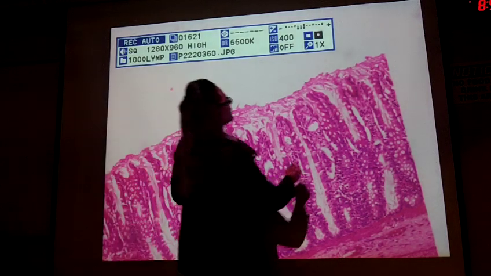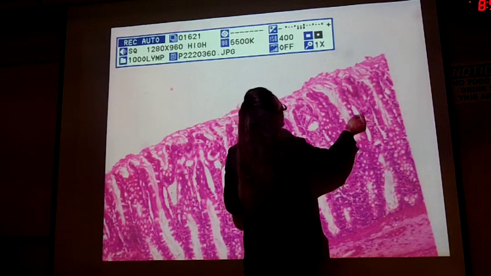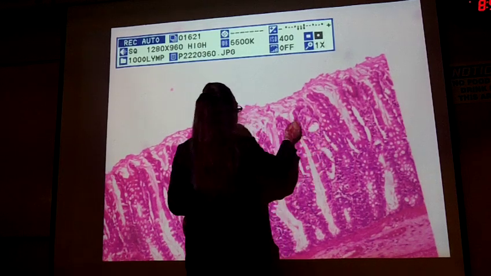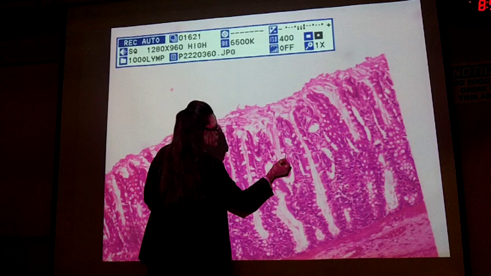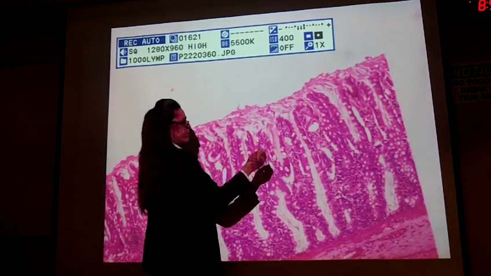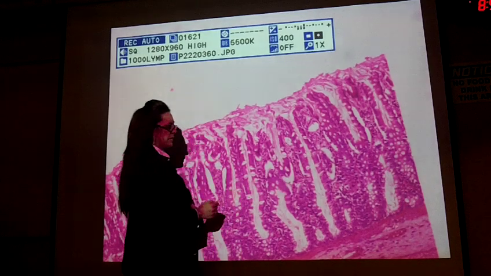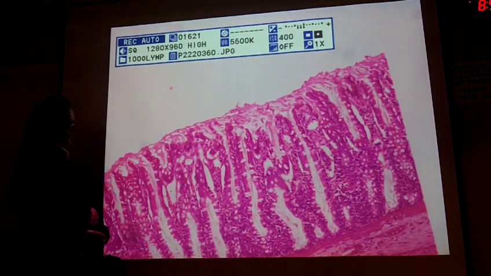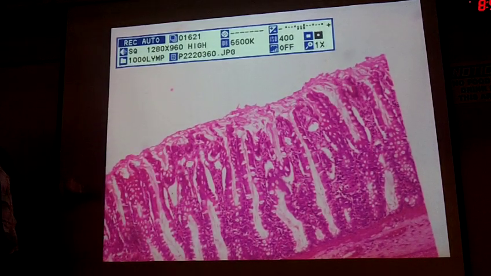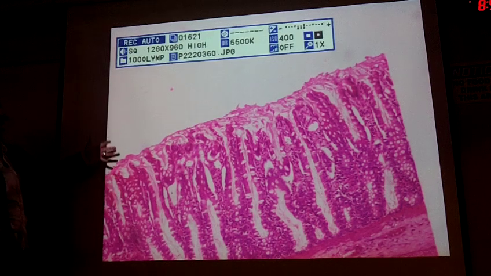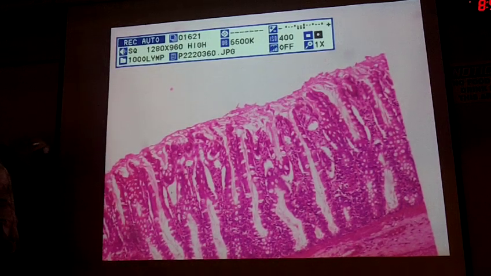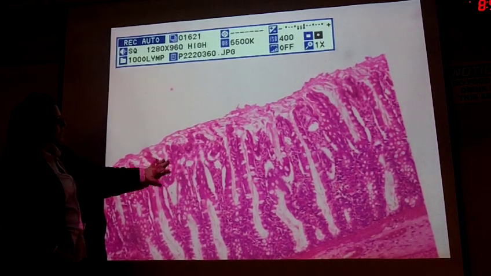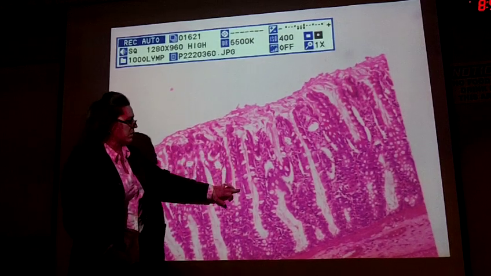So you can see the simple columnar epithelia going like this, going around like that. And then you see all these circles, those are goblet cells embedded in the epithelia. And again, all those goblet cells are going to secrete mucus. So that's how I know that I'm looking at the colon: I don't see any villi, I don't see any pits. I see simple columnar epithelial cells, and all embedded within it are these goblet cells all over the place.